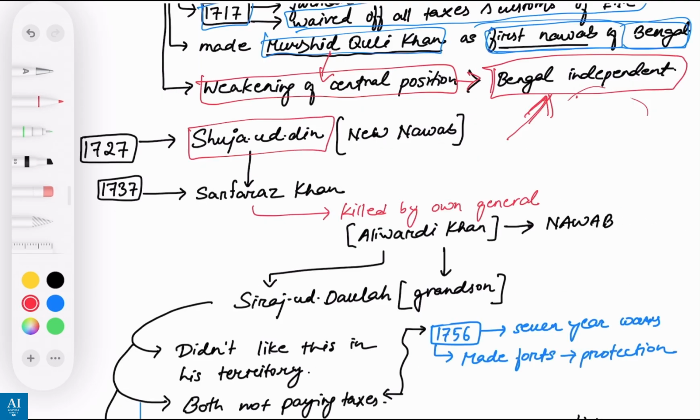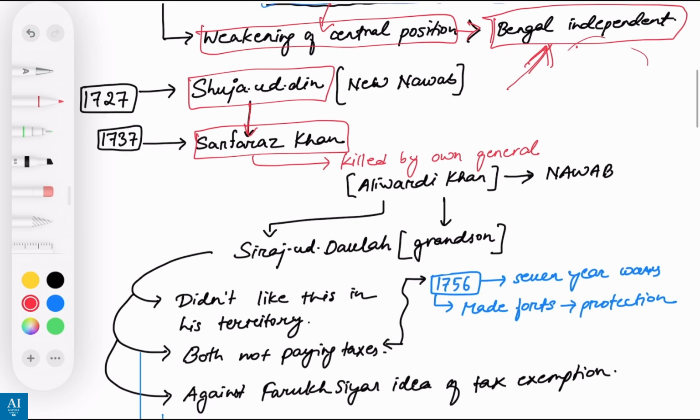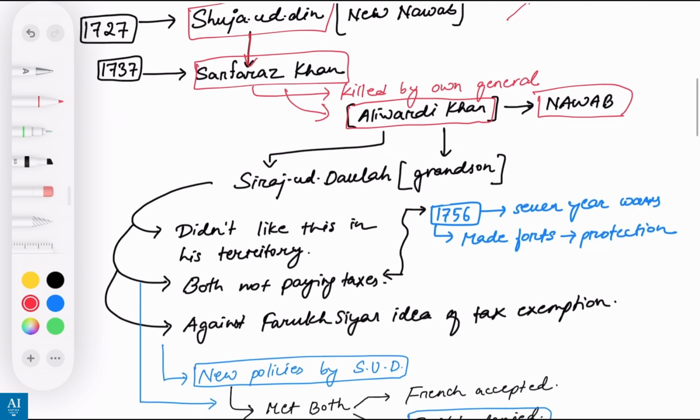Murshid Quli Khan was succeeded by a new Nawab, that is Shujauddin. Shujauddin was succeeded by Sarfaraz Khan. These names are not that important, but keep them in mind as a story format so that you can exclude some of the names in exams. Sarfaraz Khan was killed by his own general, Ali Wardi Khan, and he declared himself Nawab.